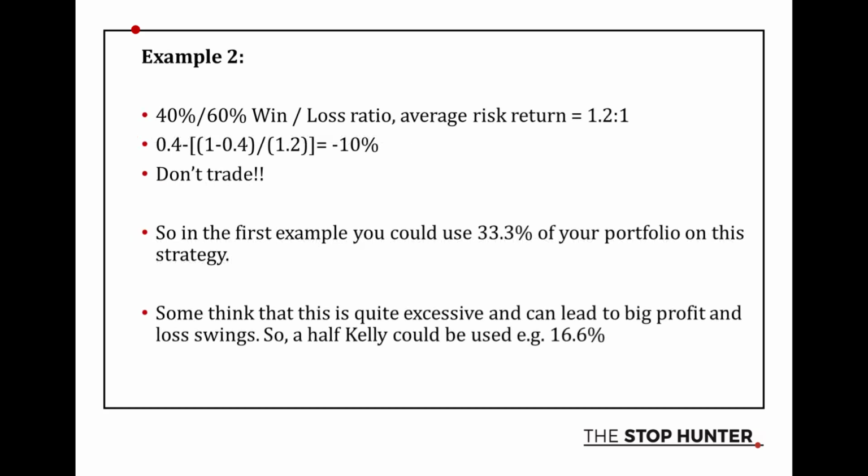Now let's look at an example where you don't want to be trading. So we've got a 40% win ratio. The risk reward is 1.2 to 1. We plug those numbers in, and we get minus 10%. So you've got that minus number. Remember going back to even the Sharpe ratio where we looked at the negatives. If we see them, we don't trade. So Kelly's is another way of ascertaining whether your trading strategy is actually good enough in the first place.